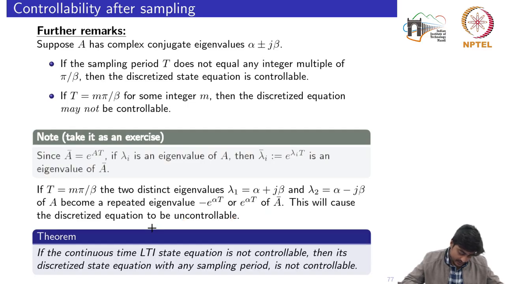So the last result we have is that if the continuous time system is not controllable, then its discrete state equation with any sampling period will never be controllable. Right? If the LTI system is controllable, then we had a test, or you could compute the sampling time also, so that your discrete time version of the state equation becomes controllable. Now if the original pair is not controllable, then for any sampling period your discrete time version would never be controllable.